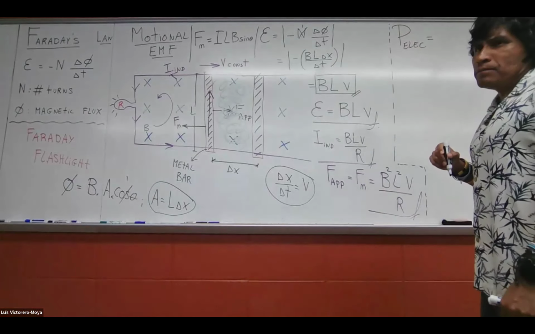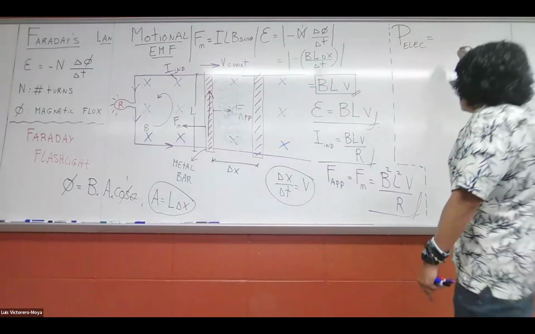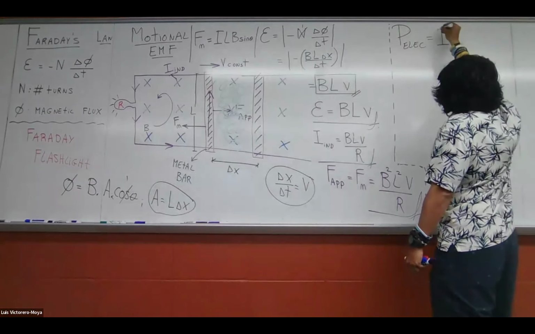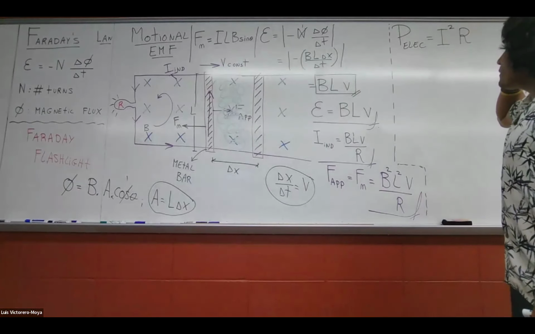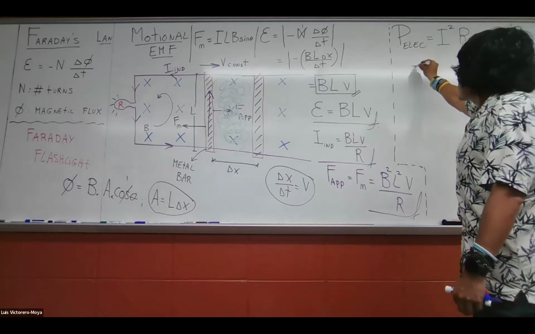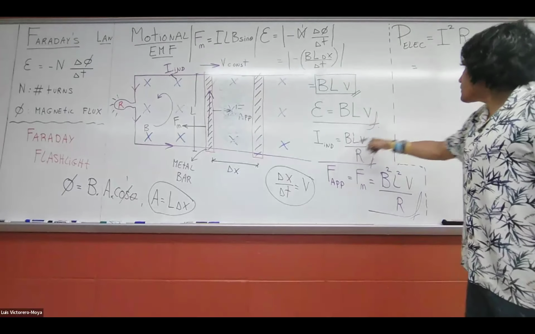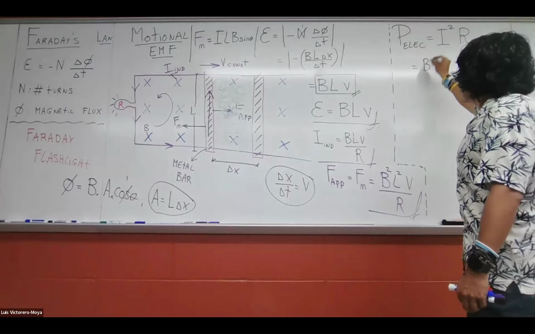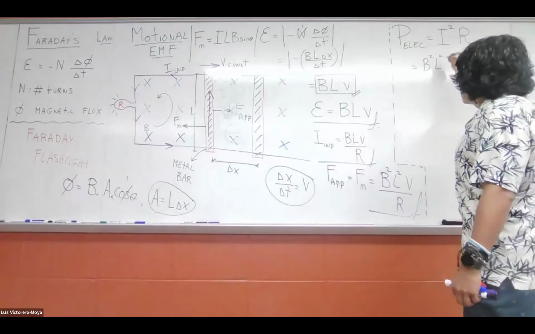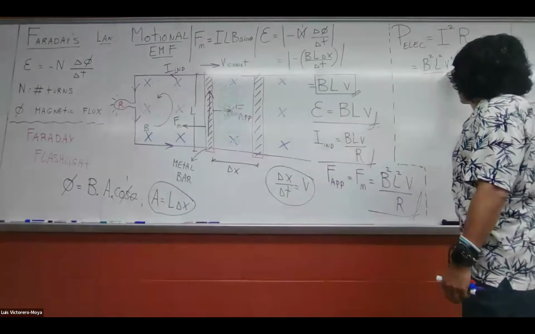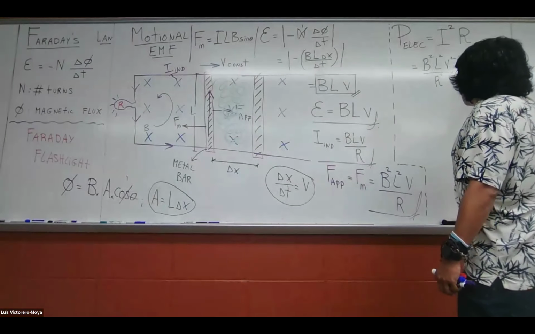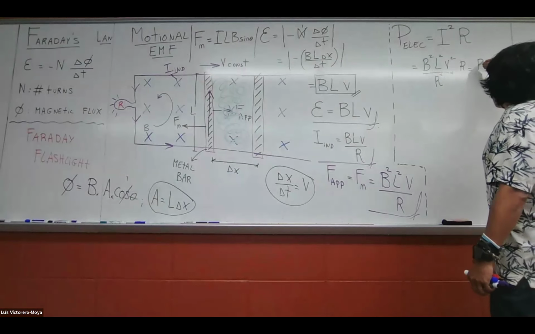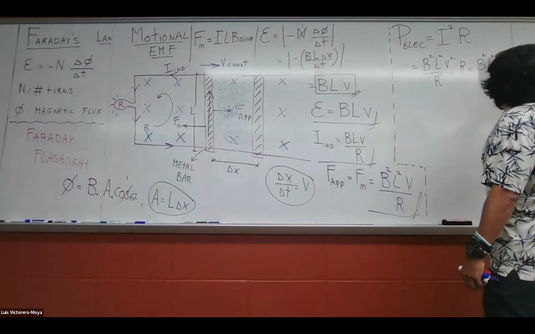The electric power, that's Ohm's law. I can use the equation I squared R. Remember we did that in chapter 17? So that's the current squared times R. So I get the equation here. This is the electrical power.